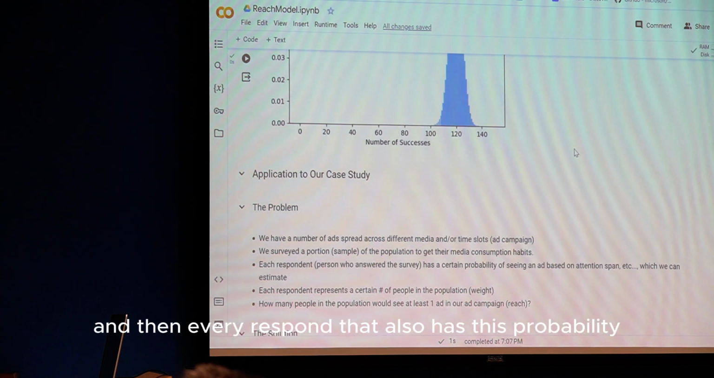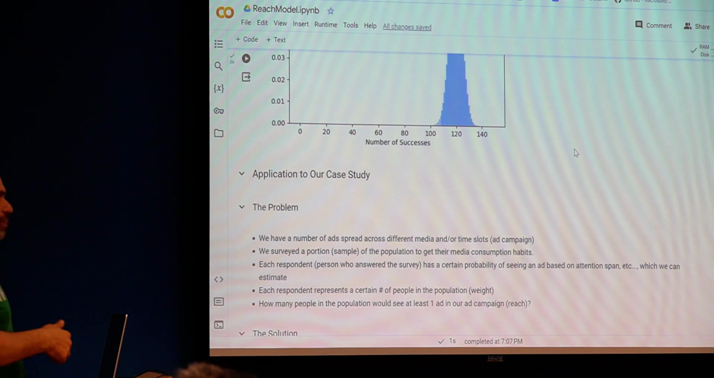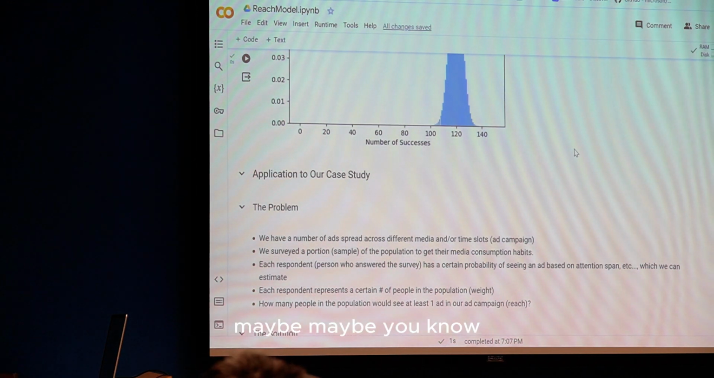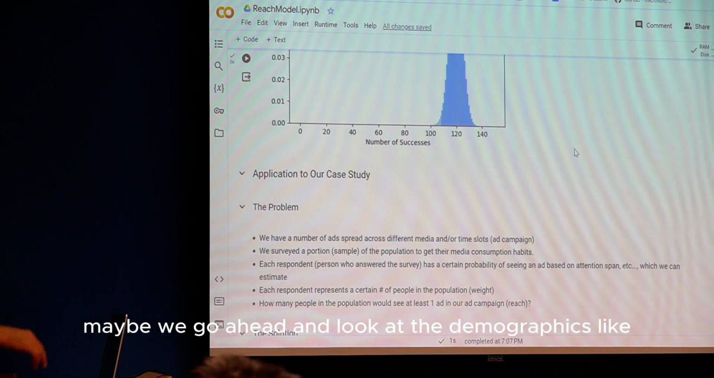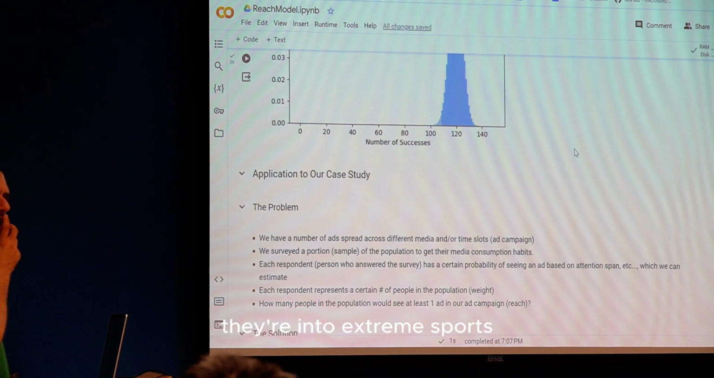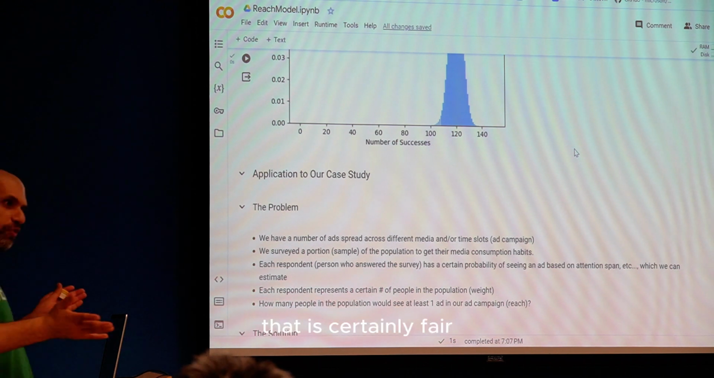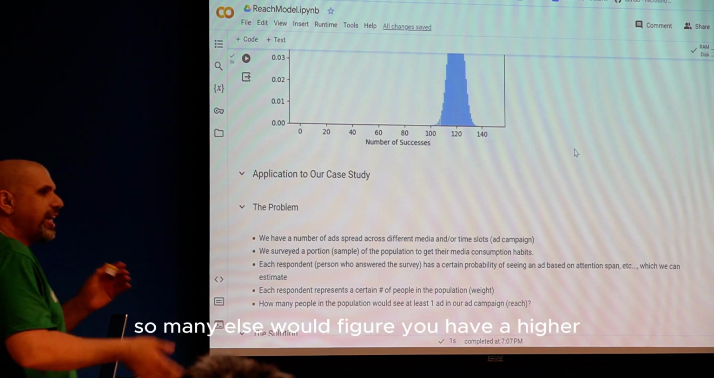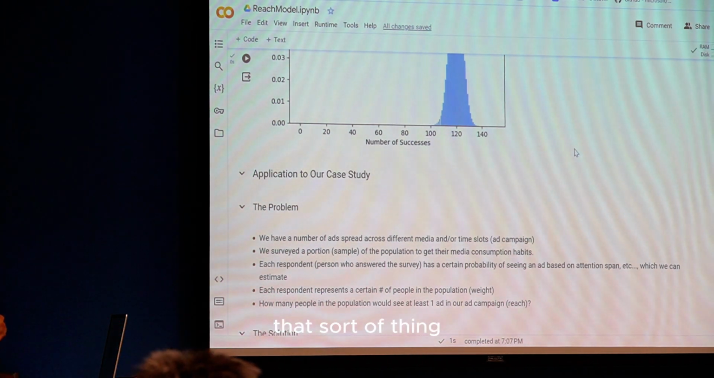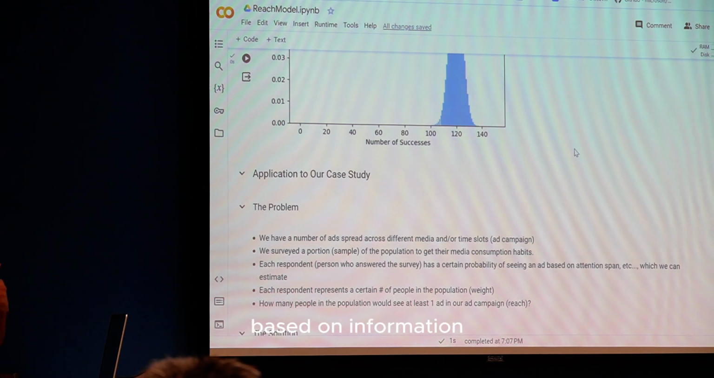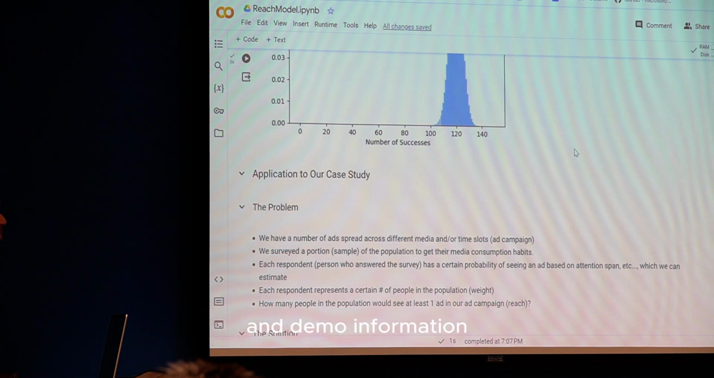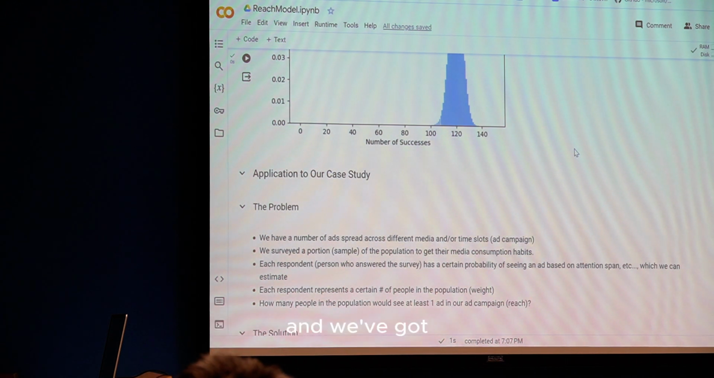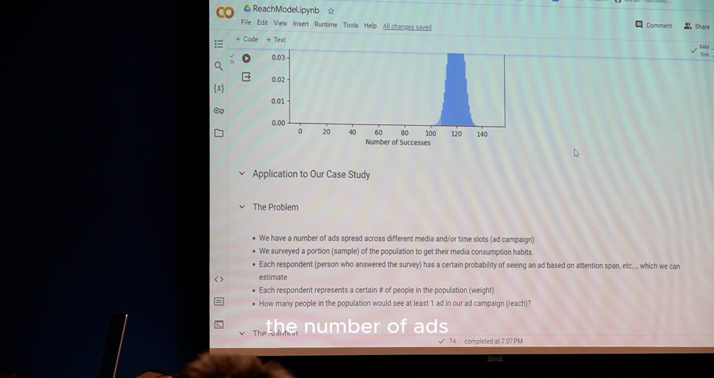Every respondent also has a probability of actually viewing any given ad, and this is something we could simulate or estimate. Maybe we look at the demographics. They're fairly young, they're into extreme sports, they probably have low attention spans, so you're probably going to go to the bathroom during a commercial. Someone else we figure has a higher chance of sticking around. It's something we can estimate based on information we already have, the lifestyle and demographic information. So we have a probability of seeing any given ad, and we have the number of ads.